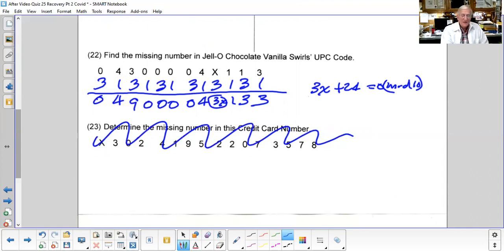Well, it appears I'm going to need a 6, right? What number do I need for x to have the number 3x end in a 6? Well, it turns out it's just going to be x equals what? 2. 2 times 3 is 6. It certainly ends in a 6. 6 and 24 adds up to 30, so you know we're good. X has to be equal to 2 for this code for Jell-O chocolate vanilla swirls to be shown correctly with the right type of UPC code.